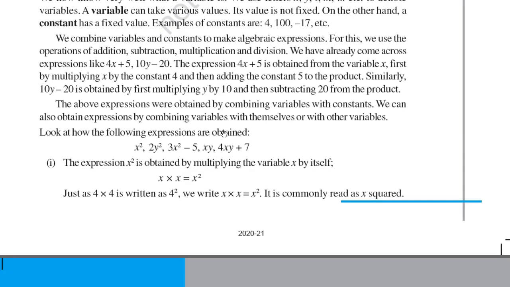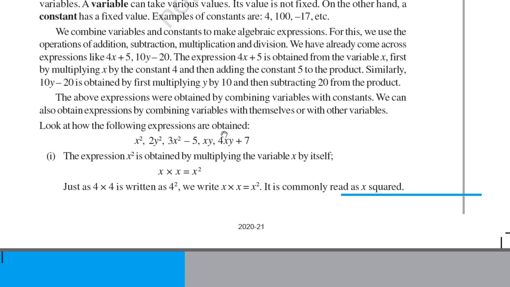We combine variables and constants to make algebraic expressions. For this we use the operations of addition, subtraction, multiplication and division. We have already come across expressions like 4x plus 5, 10y minus 20. This expression 4x plus 5 is obtained from the variable x, first by multiplying x by the constant 4 and then adding the constant 5 to the product. So it is very simple. Similarly, 10y minus 20 is obtained by first multiplying y by 10 and then subtracting 20 from the product.